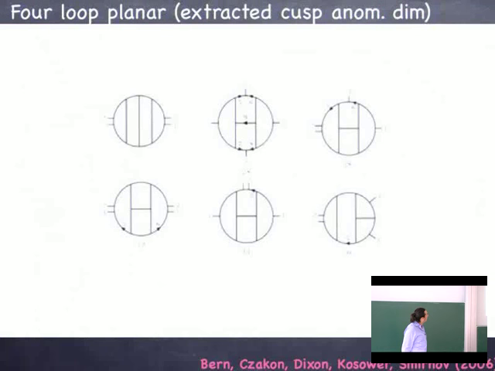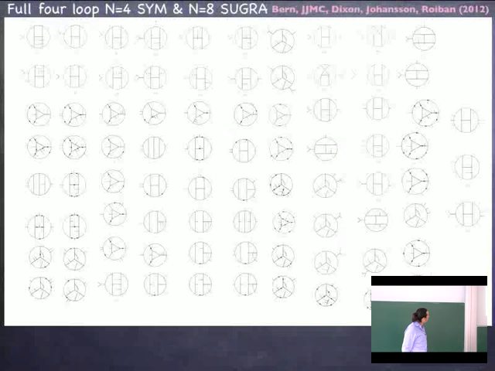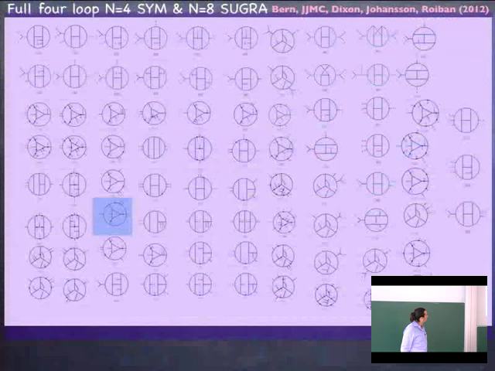Four loop planar, this was done in 2006. I don't think we had four-loop non-planar until 2009, I think. And the reason it took so long is because there's a fair number of graphs. But when you pose the Jacobi relations, you can express everybody in terms of these two planar guys or in terms of this non-planar guy. So this came out earlier this year.